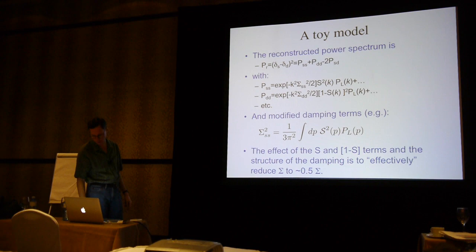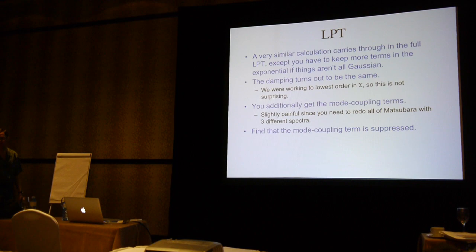Now, you can go through and do a very similar calculation in the full Lagrangian perturbation theory. You just have to keep quite a lot more terms if things aren't all Gaussian. The damping calculation turns out to be more or less the same as what I just did in the toy model. You get basically the same expressions. And that's not surprising because, remember, this damping term came from resumming these very simple linear theory terms. And, you know, to linear theory order, everything's Gaussian, so that's nice and simple. The mode coupling terms can be slightly more painful. You basically have to redo all of the formulae in Matsubara three times. You know, there's several hundred equations in that paper. But if you go through that, you find that the mode coupling term is also suppressed.